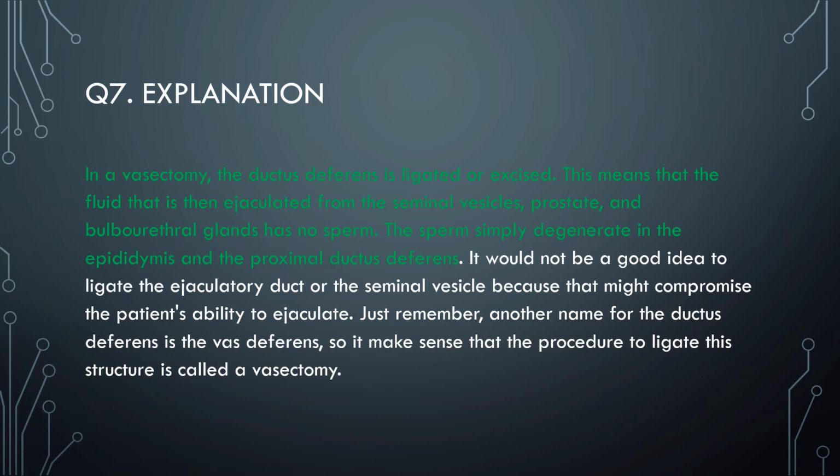It would not be a good idea to ligate the ejaculatory duct or seminal vesicles, because that might compromise the patient's ability to ejaculate. Just remember, another name for ductus deferens is vas deferens, so it makes sense that the procedure to ligate this structure is called a vasectomy.